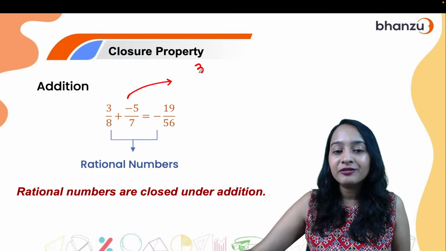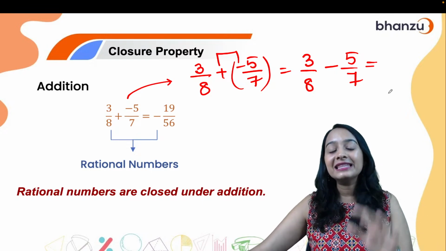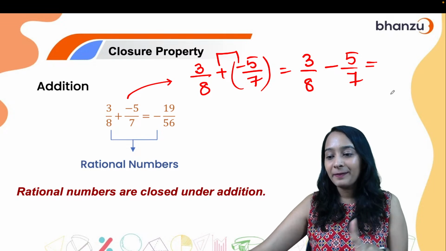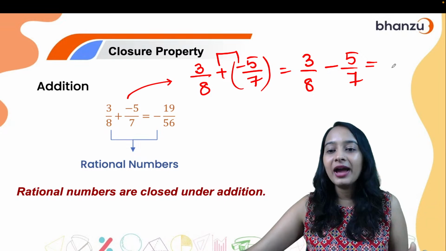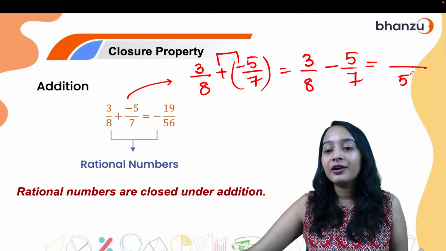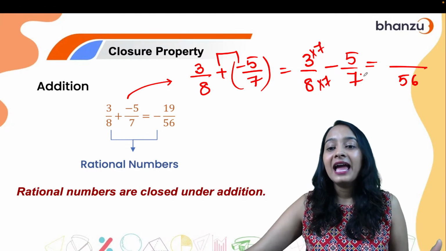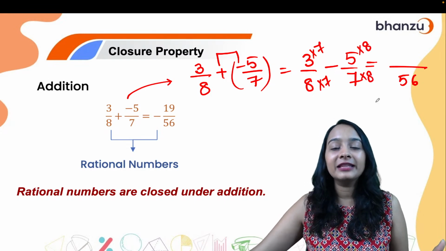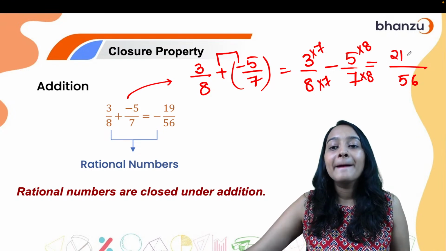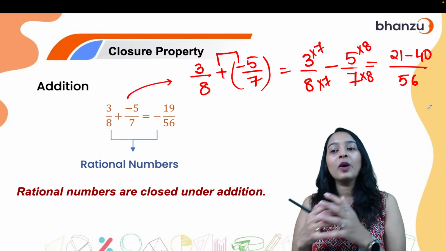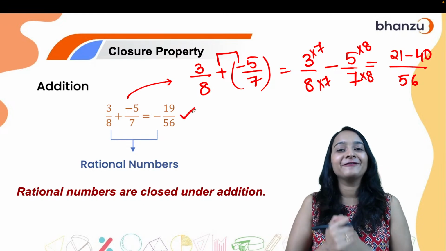So in this case, you have 3 by 2, the addition and subtraction of rational numbers. We have already seen this in the first session where I spoke about operations on rational numbers. Alright, so here the LCM would be 56. So I'll multiply the numerator and denominator here with 7 so that it becomes 56. I'll multiply the numerator and denominator with 8 so that the LCM becomes 56. So here you have 21 minus 40, so the answer is minus 19 by 56.